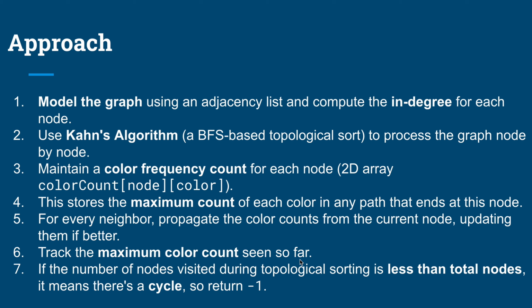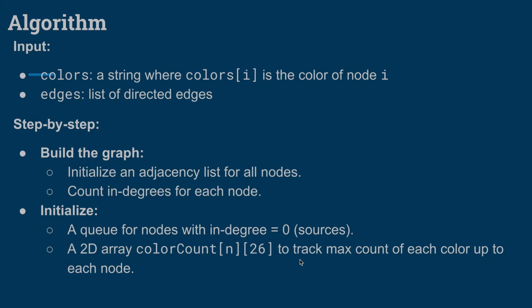And then we'll track the maximum color frequency we have seen so far, and if we finish visiting all the nodes, we'll return the max. Otherwise, if some nodes are unvisited, there is a cycle, and we'll return -1. Gotcha? So this is the approach that we are going to use here.